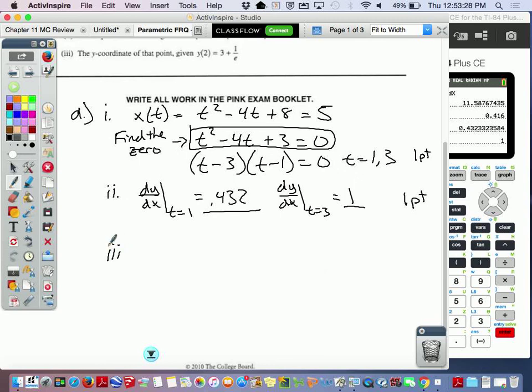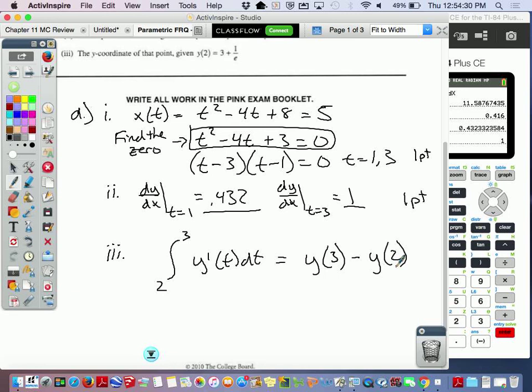Now let's take a look at part 3 of part D. This one says find the y-coordinate of that point, given that y of 2 is equal to 3 plus 1 over e. So that means I could use 3 or I could use 1. And I'm given a point for y of 2. So I'm going to do the integral of y prime of t dt from 2 to 3. And that should give me back y of 3 minus y of 2.